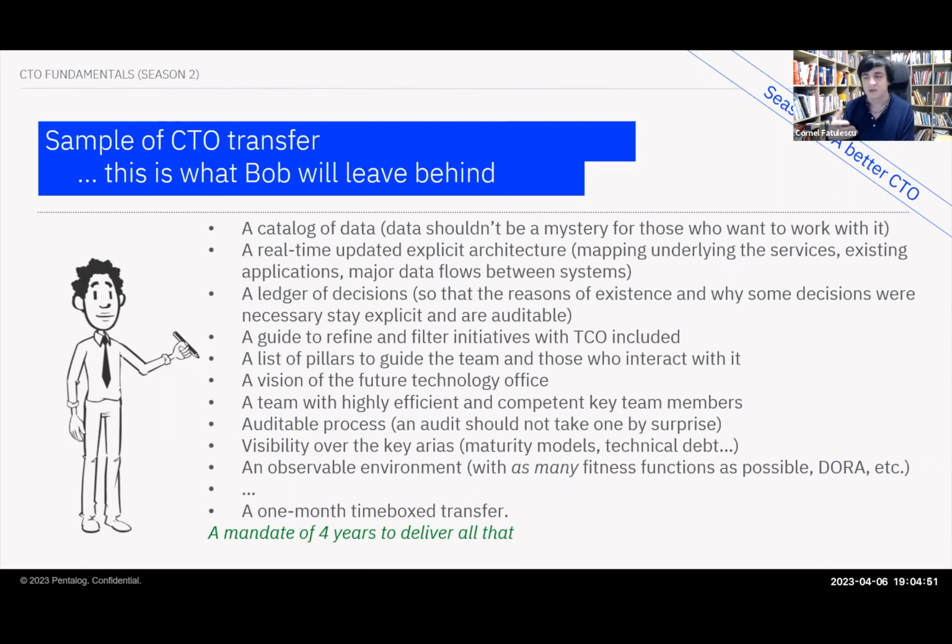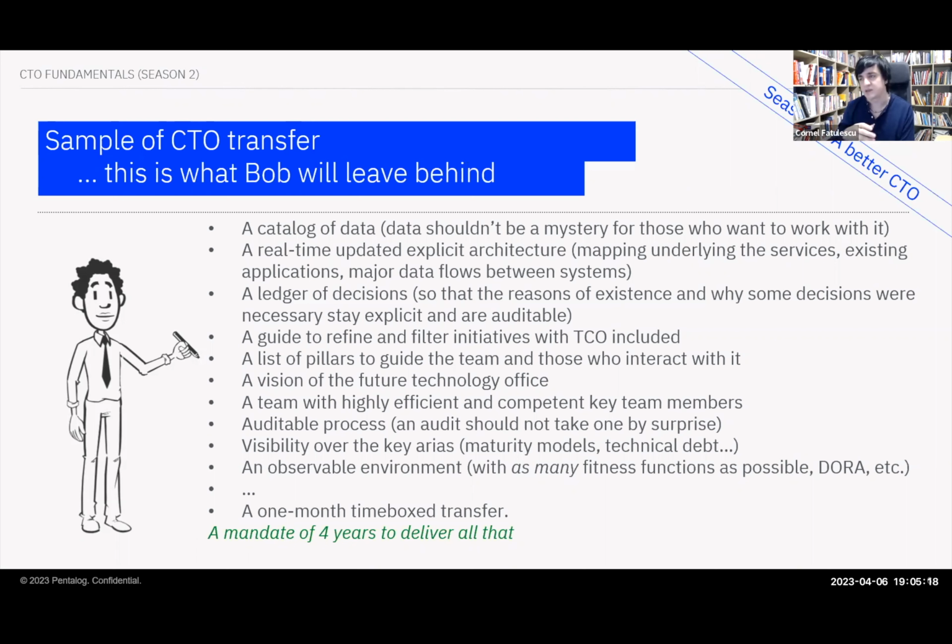Bob at that time said, I'm looking at a horizon of 4 years, and I will leave behind a catalog of data. I will leave behind an evolutive architecture which is updated, documented, and so forth, a decision ledger. So this is a sample. Of course, this is contextual and it needs to make sense for the CTO. So this is an important part, the cornerstone of a legacy, of things that we leave behind.